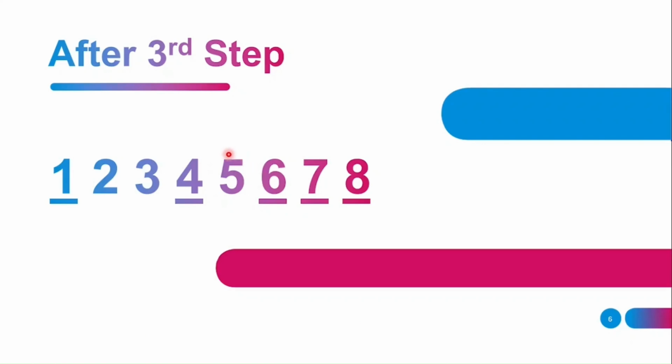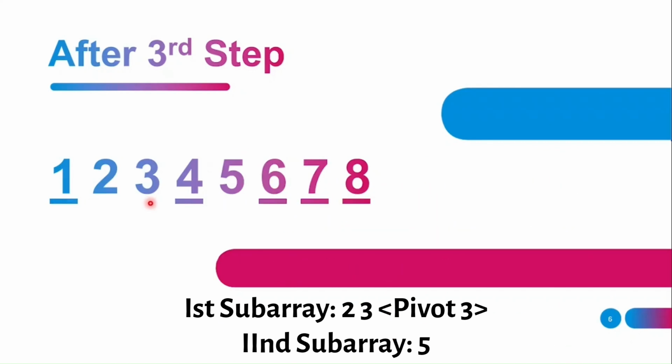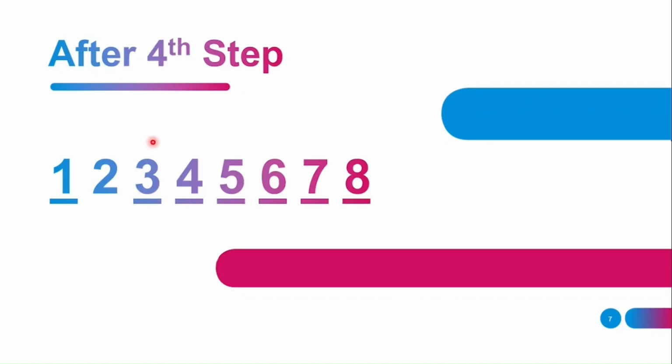Again, a subarray with one element. So the only subarray that would undergo the partition would be this subarray containing elements 2, 3, taking 3 as my pivot. In this subarray there was nothing greater than 3, so it has been allotted a place on the left side and our only element has found its correct place.